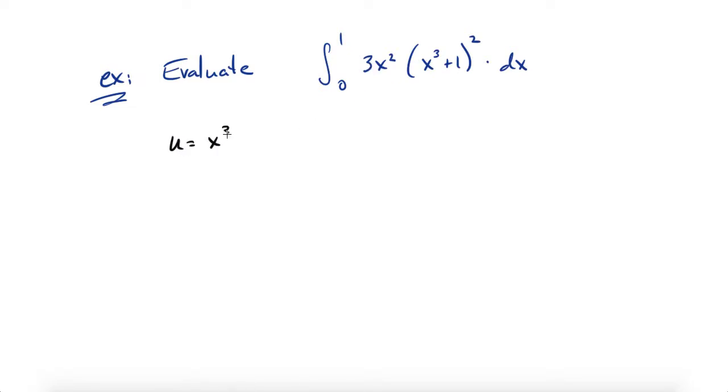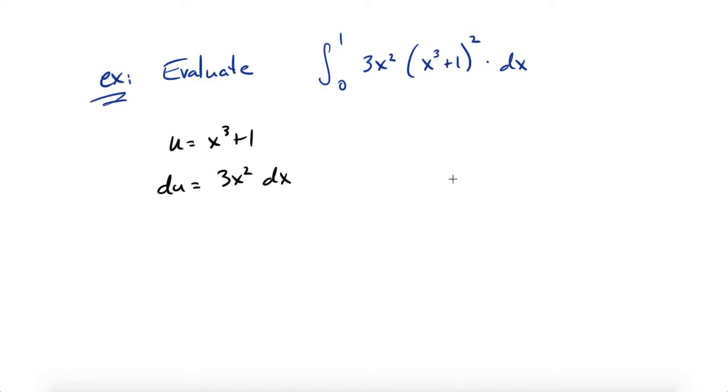So let's go ahead and set this up. We identify our composite piece, right? The inside of our composite piece, we're going to call that u. We take du, which is 3x squared dx. Don't forget the differential that goes with this. It's very important that you replace the differential in the original.